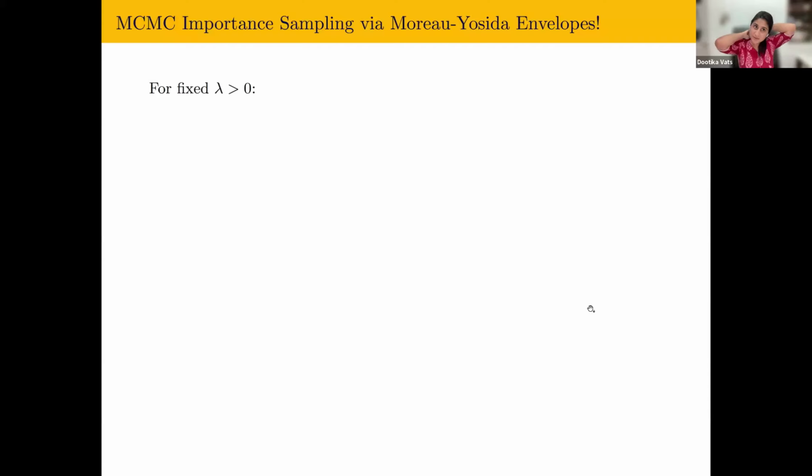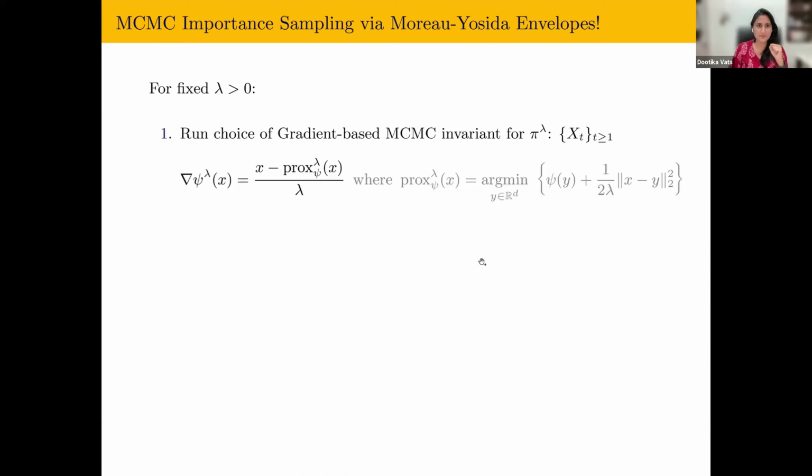Okay, so what is our strategy going to be? Well, now that we've understood Moreau-Yosida envelopes can be quite useful, we are going to implement MCMC importance sampling using these Moreau-Yosida envelopes. So the first thing we do is we fix a lambda greater than 0, and I'll come back to what this lambda will be later or can be later.